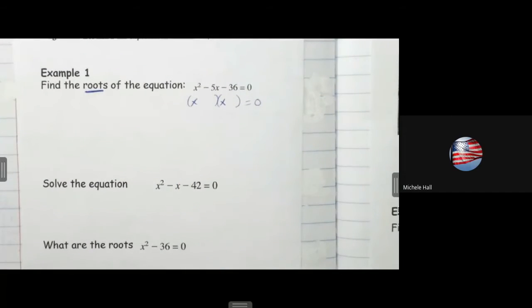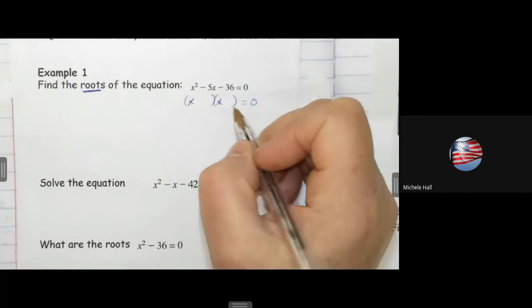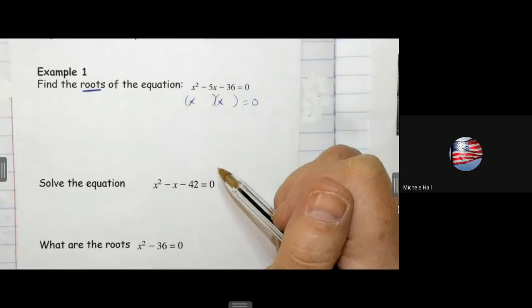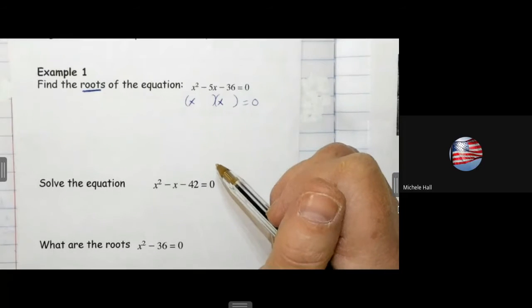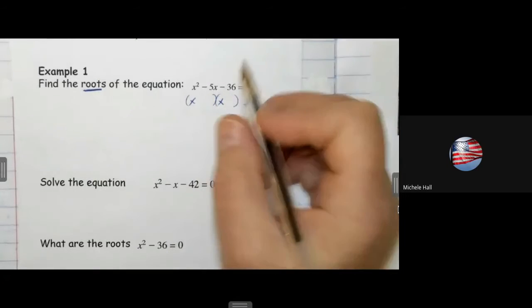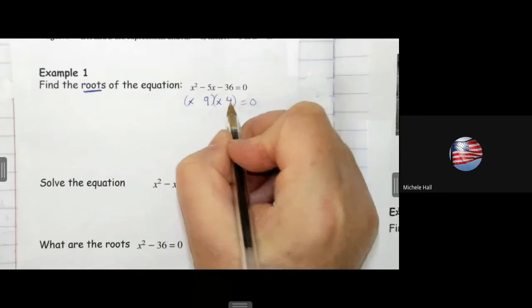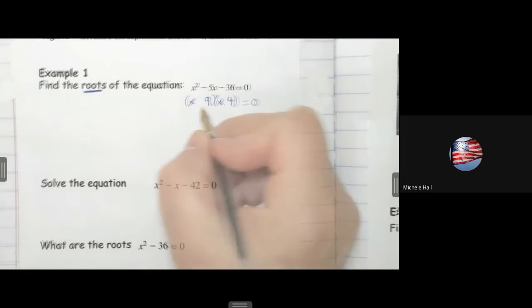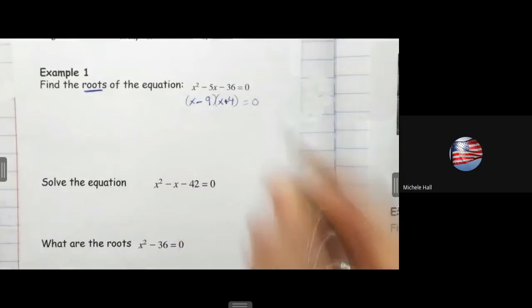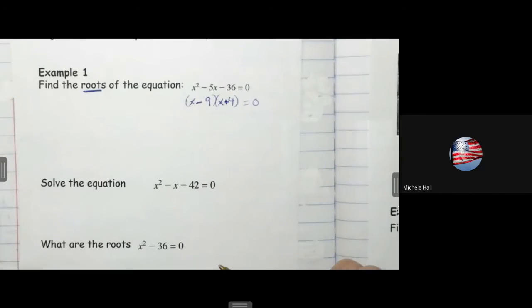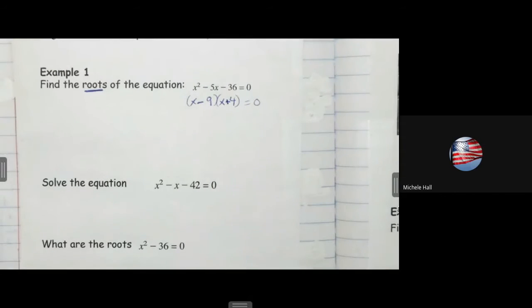What are factors of 36? 1 and 36. I'm not going to write it down because it doesn't make sense to have it. 2 and 18 is not close enough together. 3 and 12, 6 and 6. I need something that's going to add to -5. 9 and 4. 9 times 4 is 36. And then I need a -5. What are the signs going to be on 9 and 4 to add together to a -5? -9 and +4 add to -5. And -9 times +4 multiplies to -36. Then I'm only going to do this once, and then I'm going to go right to the answer.